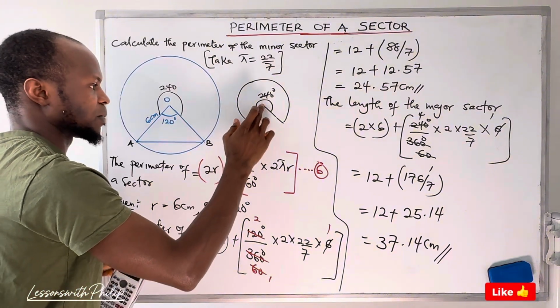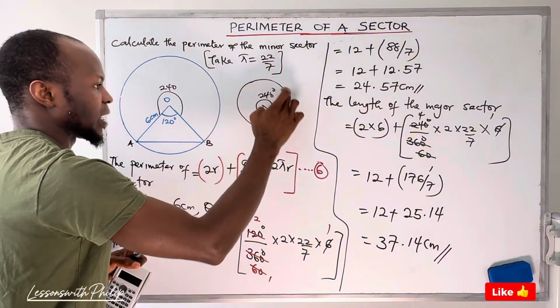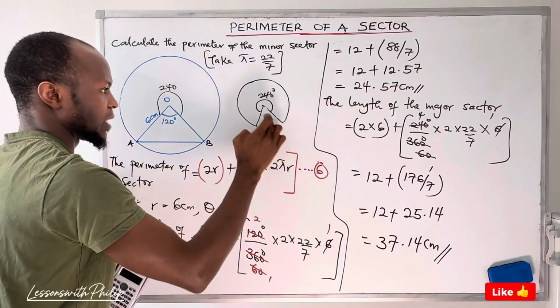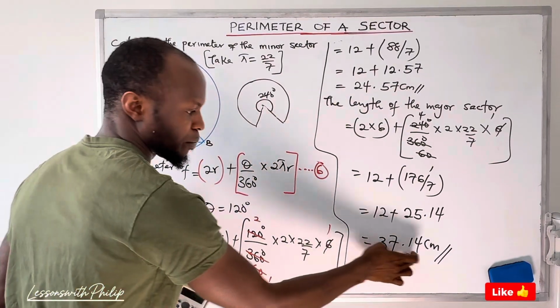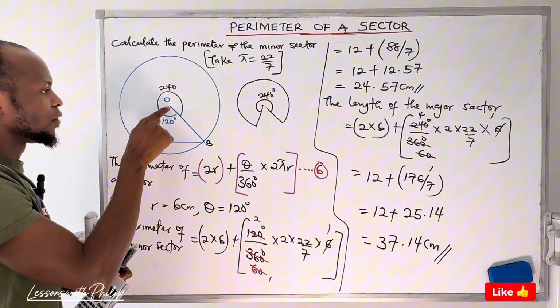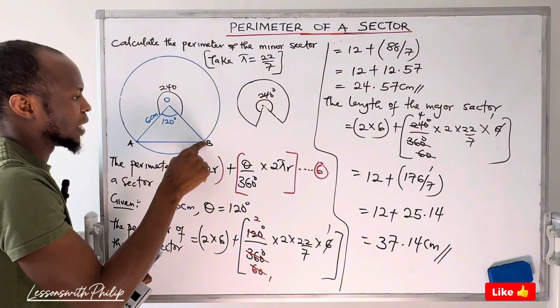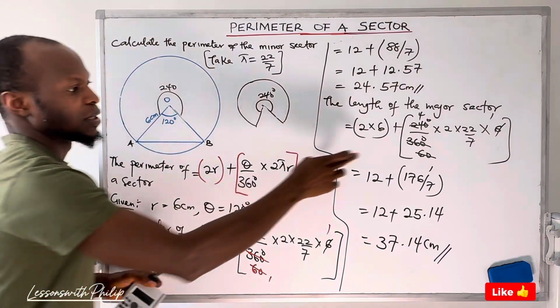So from this point, go like that, go like that, go like that, and come back to this. So this length, all the way round to this point, is 37.14. And this one, from this place, you go like that, is what?